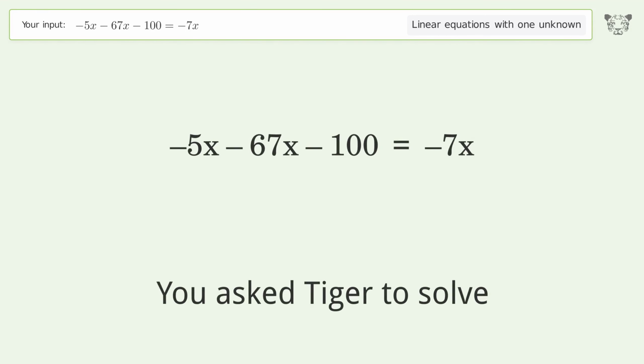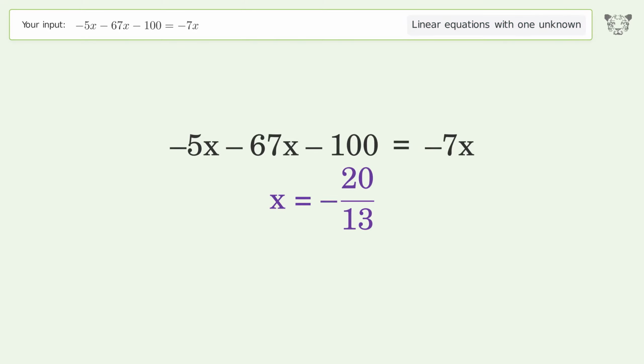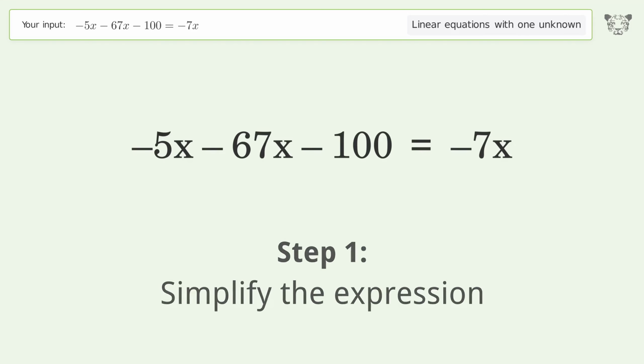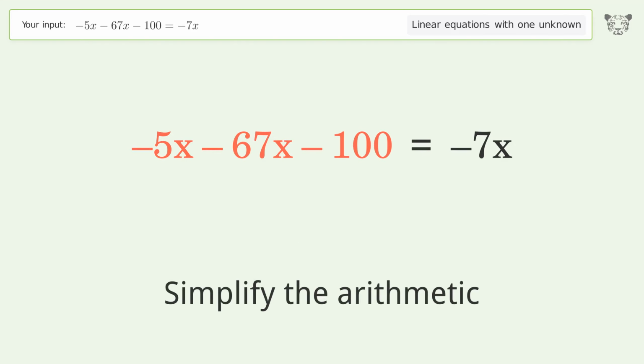You ask Tiger to solve. This deals with linear equations with one unknown. The final result is x equals negative 20 over 13. Let's solve it step by step. Simplify the expression. Simplify the arithmetic.